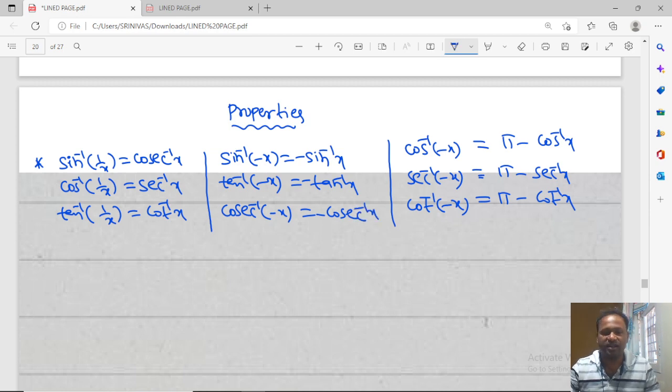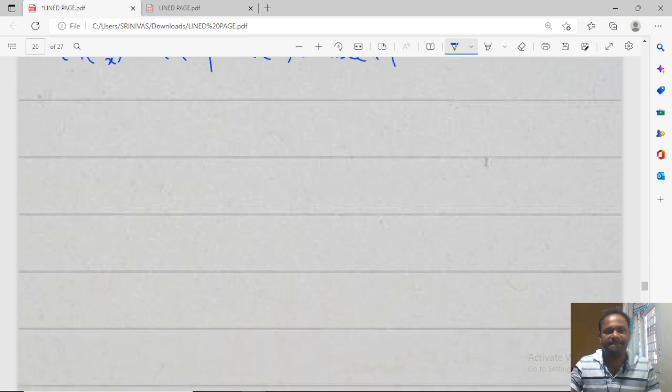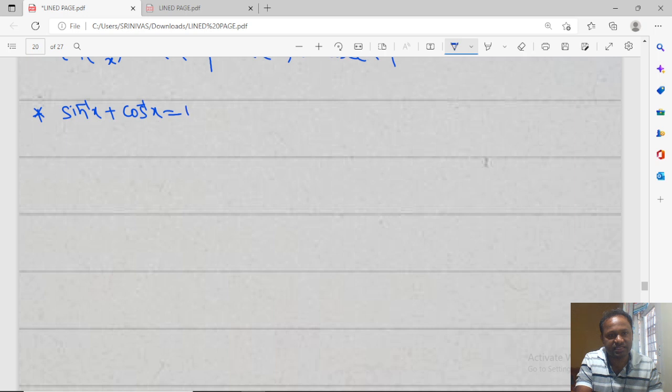Okay. Next, what about the remaining? See this. Sine inverse x plus cos inverse x is equal to pi by 2. Next, tan inverse x plus cot inverse x is equal to pi by 2. Sec inverse x plus cosec inverse x is equal to pi by 2.